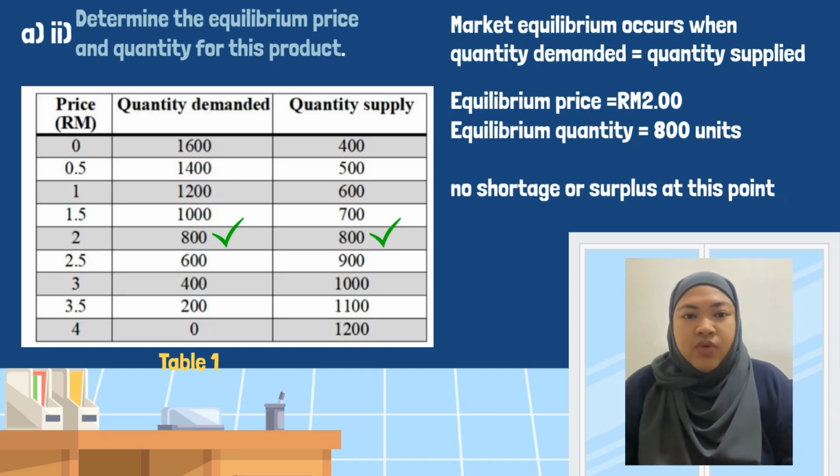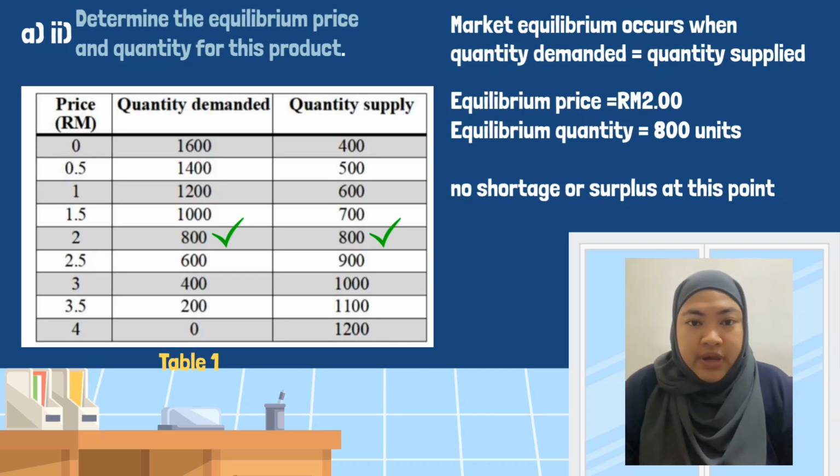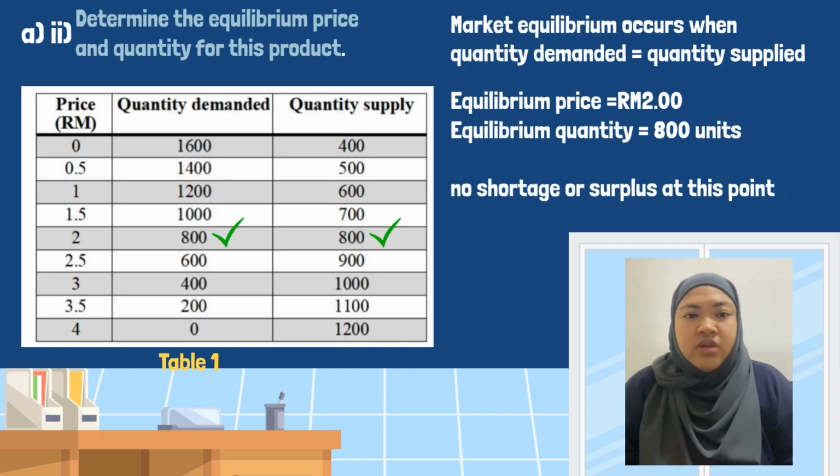A2382154. I will be presenting the answer for question A to Roman, which is to determine the equilibrium price and quantity for the face mask during the COVID-19 pandemic. Market equilibrium occurs when the quantity demanded by consumers equals the quantity supplied by producers. At this point, the market is in a balanced state. There is no surplus and no shortage.